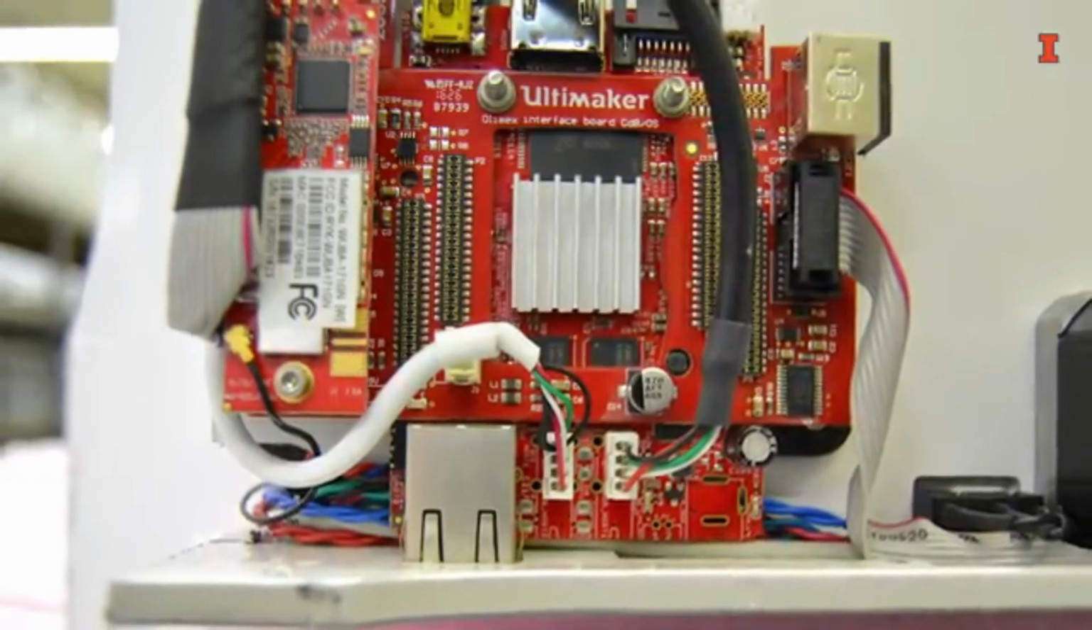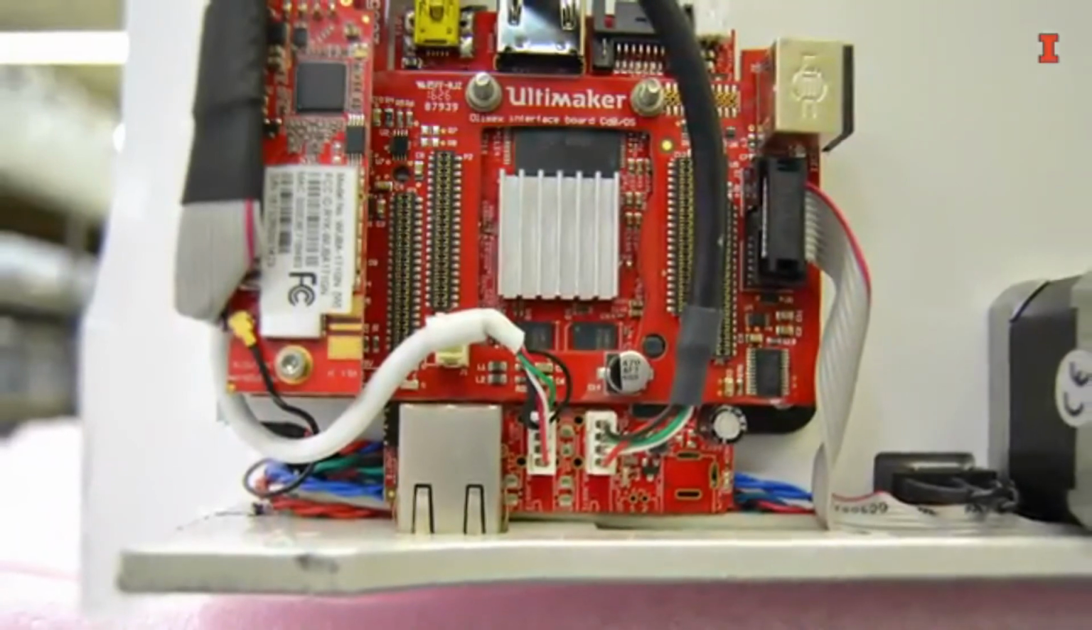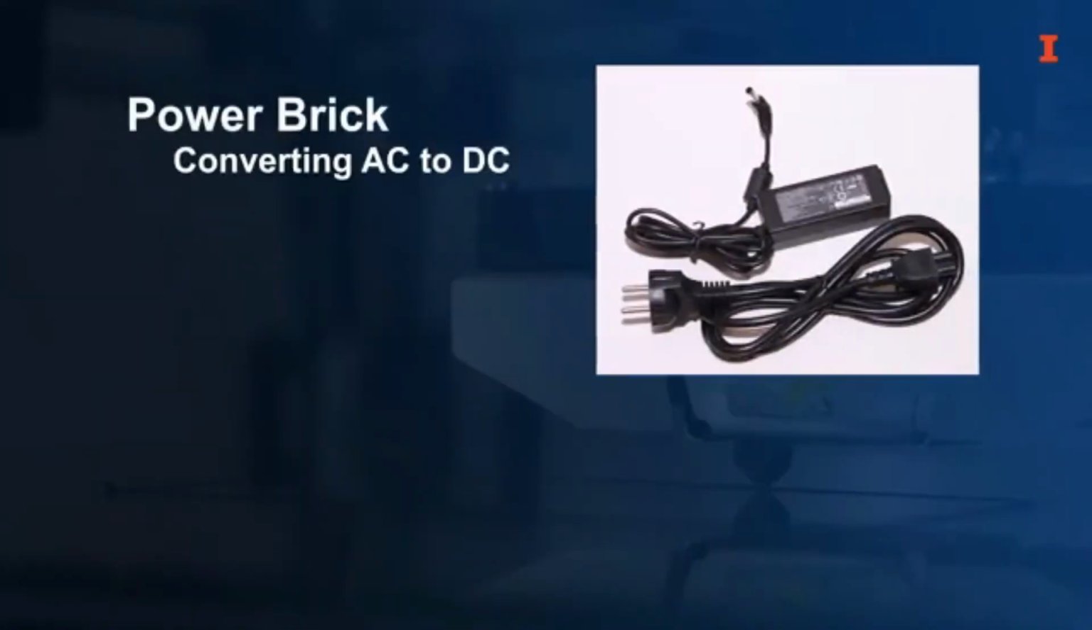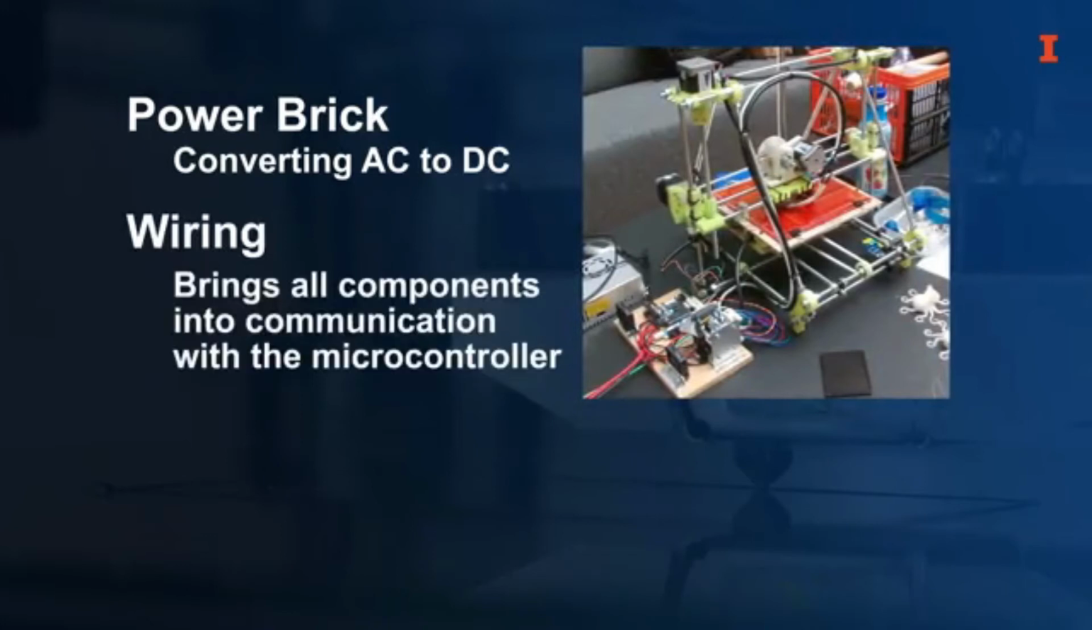First, let's start with the power brick. The power brick is a power electronic device which converts AC into DC power to deliver to the electronics for distribution across the system. Next, the most widespread but less obvious component of the subsystem is the wiring itself. Like the traces on the main PCB, the hookup wires and harnesses bring all the electronic components into communication with the microcontroller at its heart.